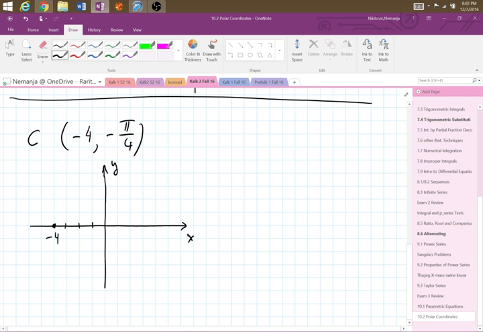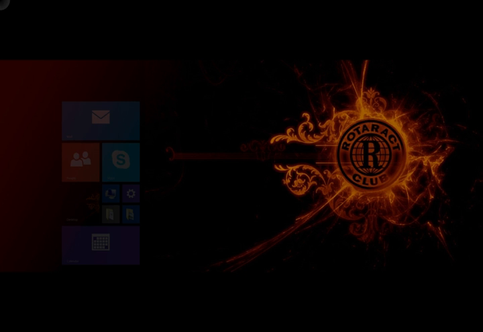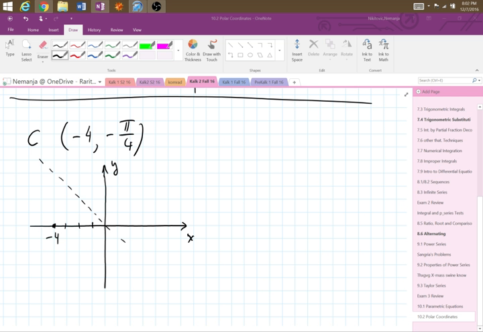Where do I go, up or down? Up, clockwise. Well, why do you go upward again? Because it's a negative negative? No, negative angle means go clockwise. That's completely independent from -4, which is to the left.